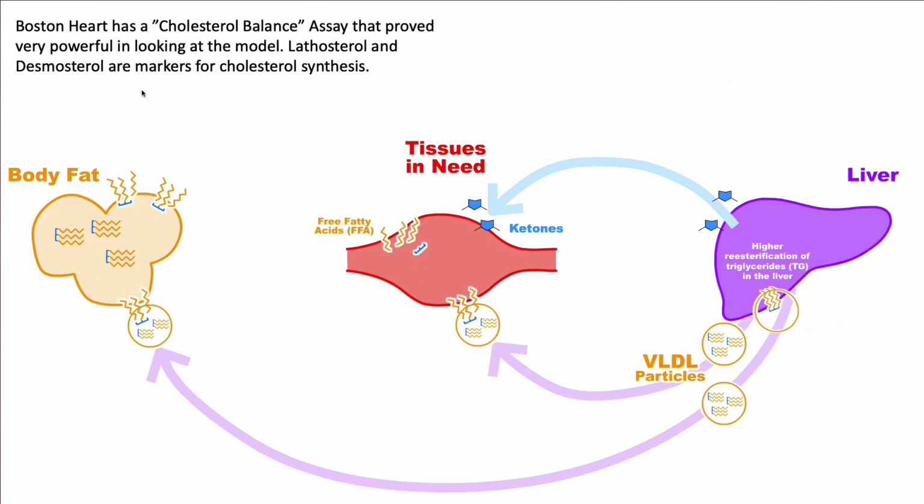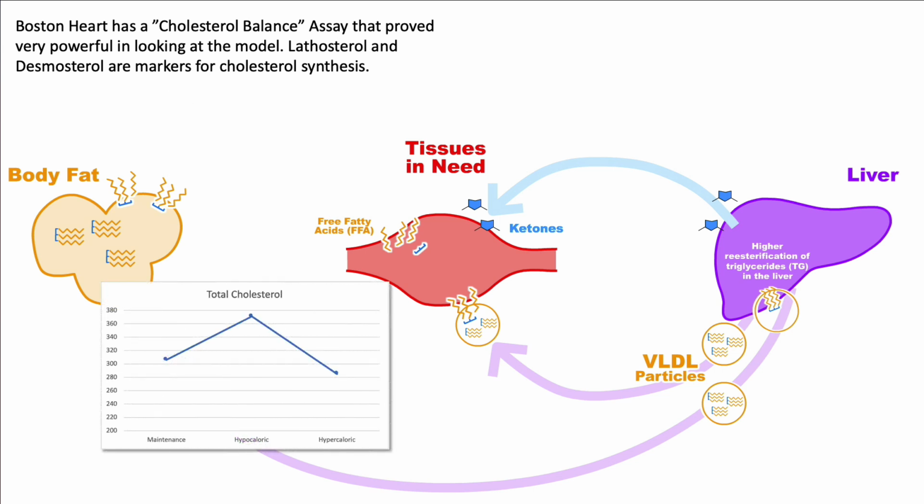What's really great, though, is we also have, with Boston Heart, this cholesterol balance assay, and it's proved very powerful in looking at the model. So lathosterol and desmosterol are markers for cholesterol synthesis. If you look at total cholesterol, you can see that it follows the inversion pattern. As I go hypocaloric, it goes way up. As I go hypercaloric, it drops way down.